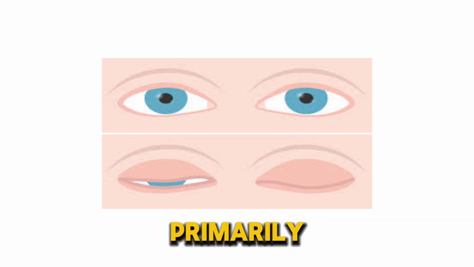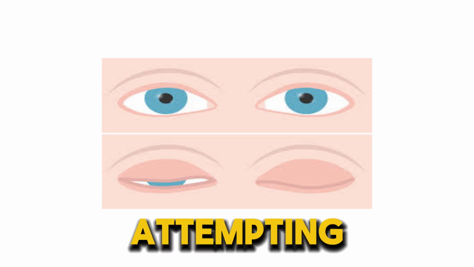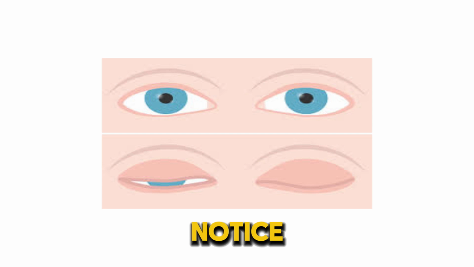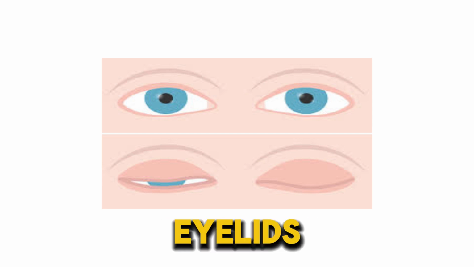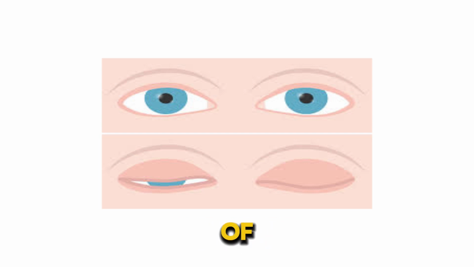Diagnosis is primarily clinical. Observe the patient attempting to close their eye and notice any residual gap between the eyelids. Assess the degree of lagophthalmos in millimeters. Evaluate facial nerve function, including forehead movement and eye closure strength. Also assess for proptosis or eyelid scarring, depending on the suspected cause.